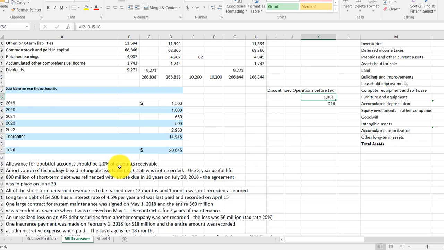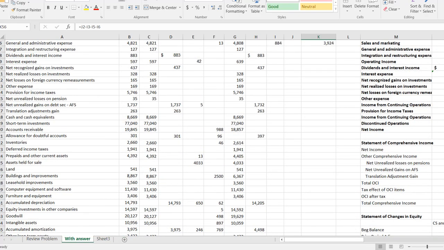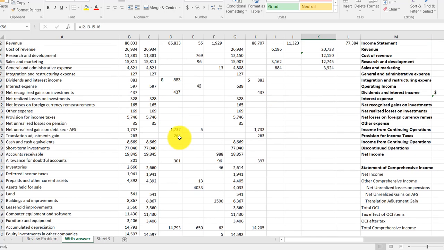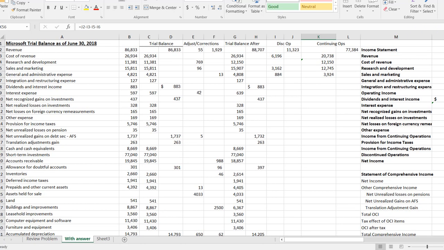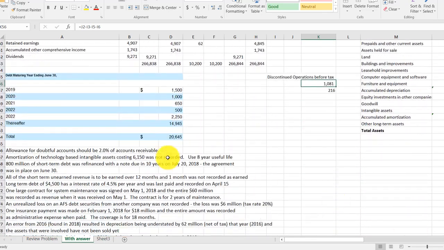So allowance for doubtful accounts should be 2%. We see what 2% is of the accounts receivable, and it is not what is recorded in the allowance for bad debts. So we're going to change that allowance. Allowance is 301, we need it to be 397. And so we make a journal entry for credit allowance and debit bad debt expense for 96. So each of those is recorded there.